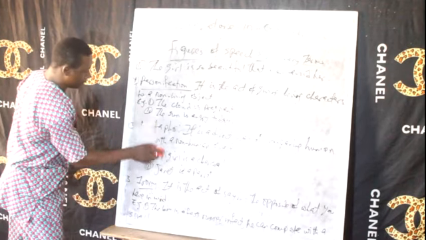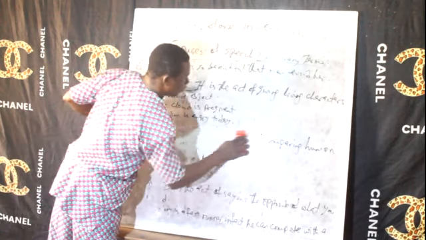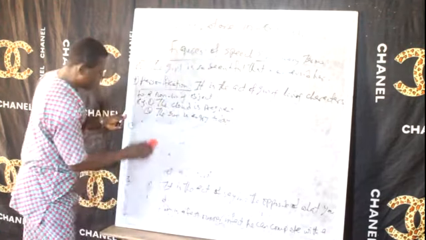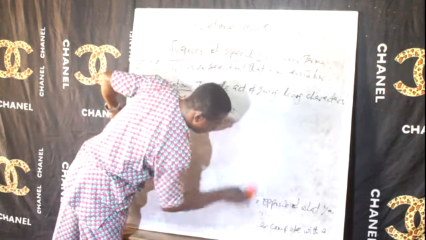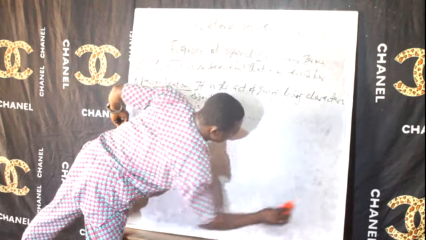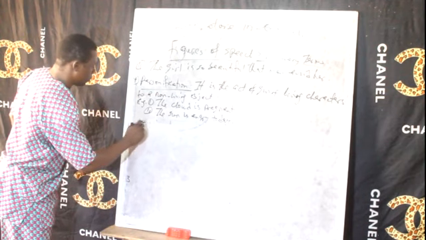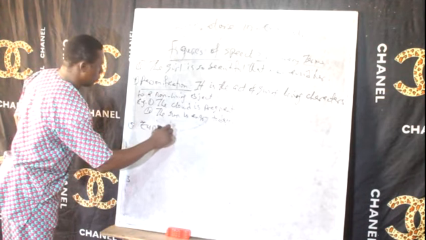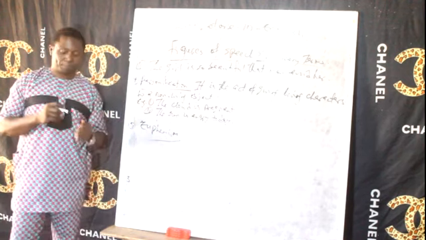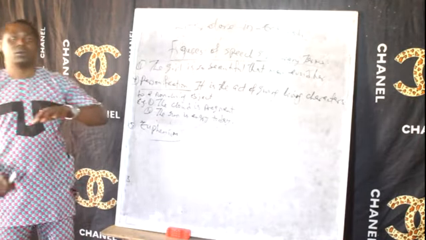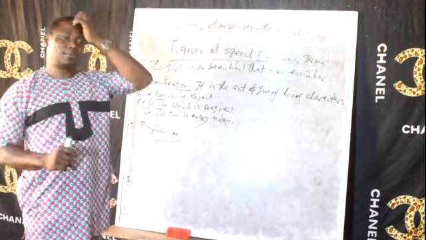The fifth one is euphemism. Number 5. Euphemism. This is a figure of speech that expresses what is unpleasant in a pleasant way.